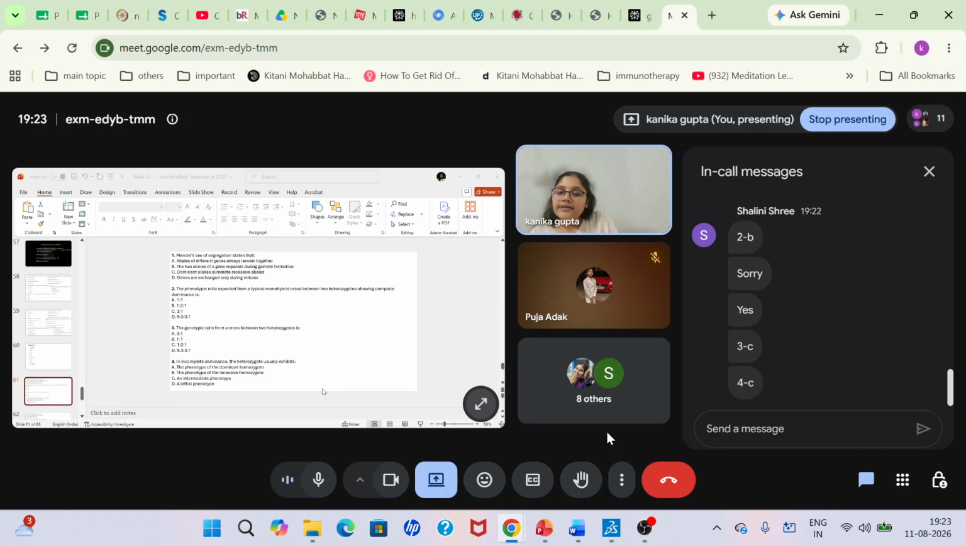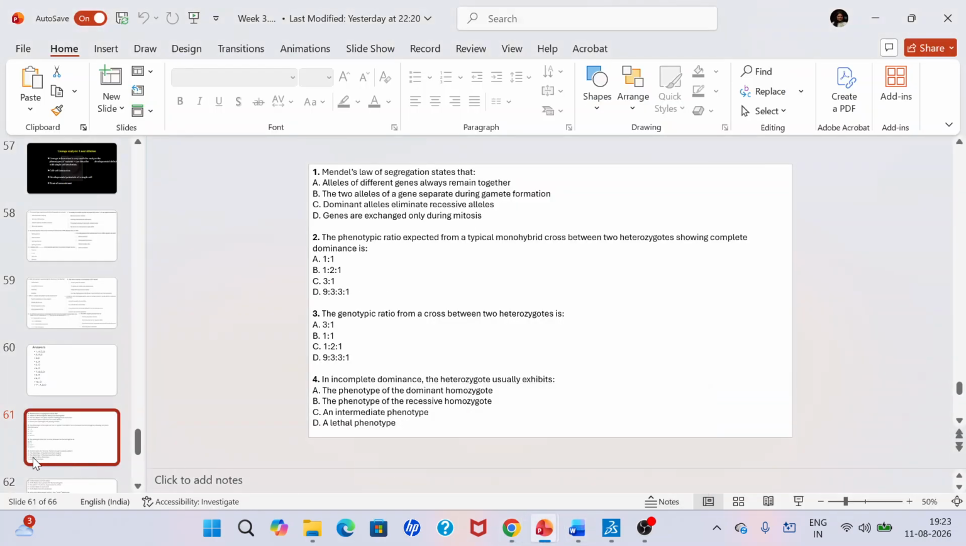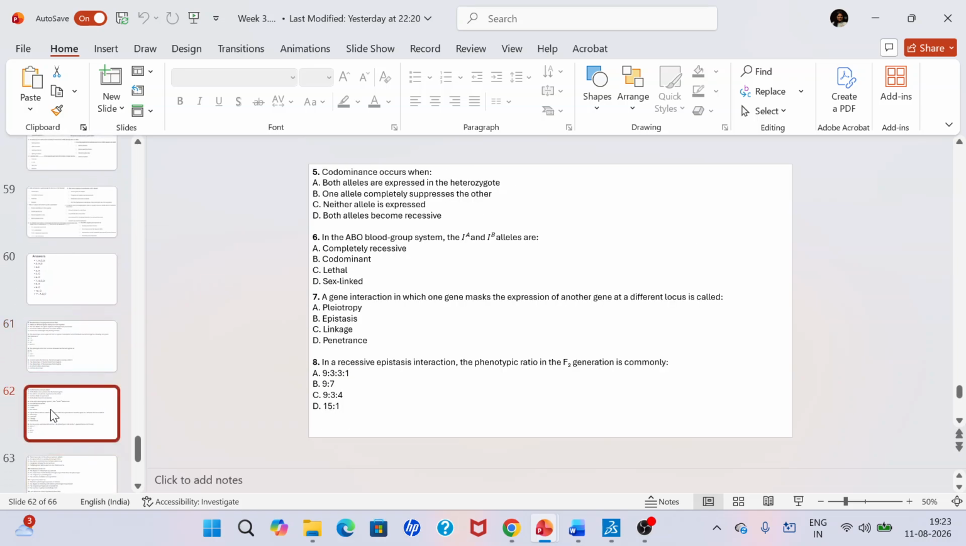Yes, the intermediate phenotype, because it is not completely dominant over the other allele. Okay, codominance occurs when.